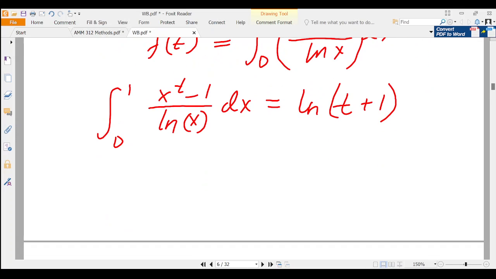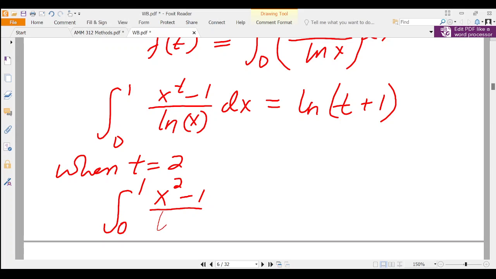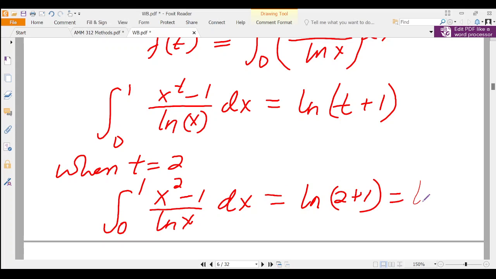So that now we consider the case when t is equal to 2 and we get the integral from 0 to 1 of (x raised to power 2 minus 1) divided by logarithm of x dx is equal to logarithm of 2 plus 1, which is logarithm of 3. So our integral which we wanted to find was the integral from 0 to 1 of (x squared minus 1) over logarithm of x integrated with respect to x, and we see that the solution is logarithm of 3.